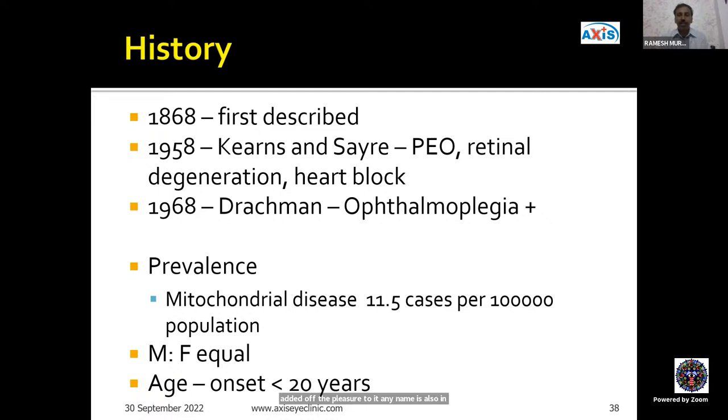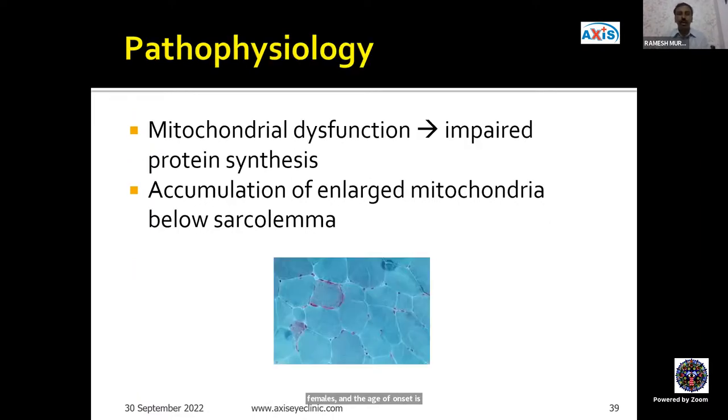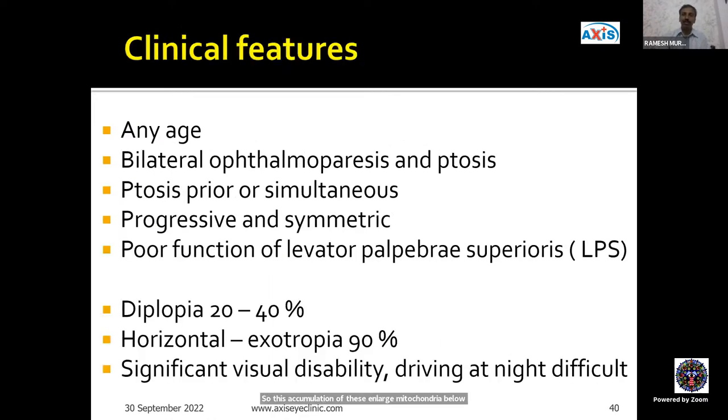So the prevalence of mitochondrial disease as such is about 11.5 cases per 1 lakh population. This condition has equal incidence in both males and females, and the age of onset is usually less than 20 years. So what is the pathophysiology? Mitochondrial dysfunction leads to impaired protein synthesis, with accumulation of enlarged mitochondria below the sarcolemma, which are seen as red ragged fibers.